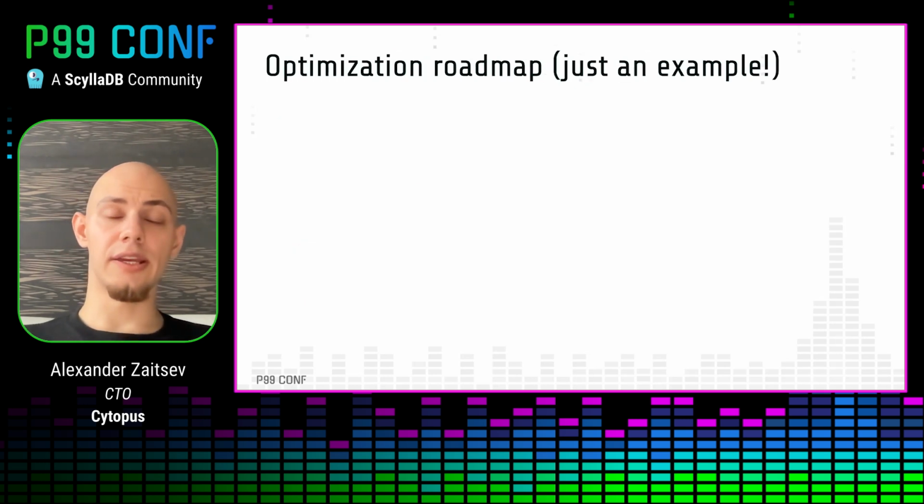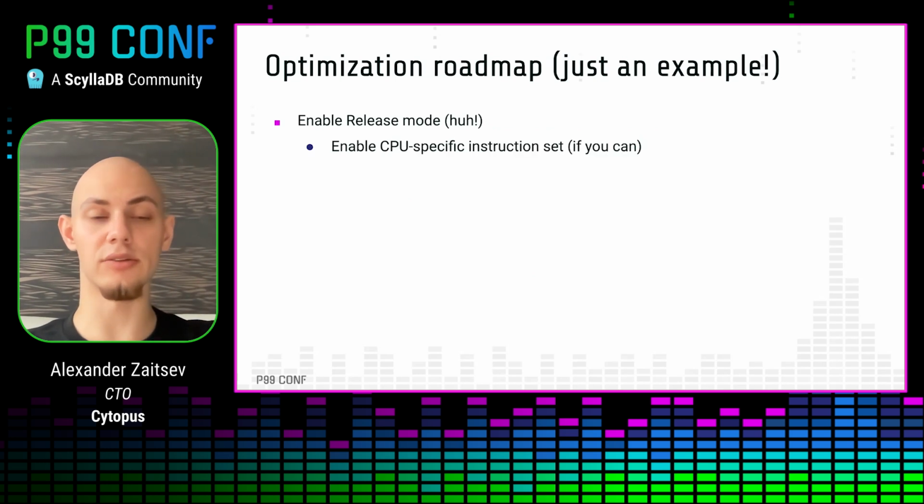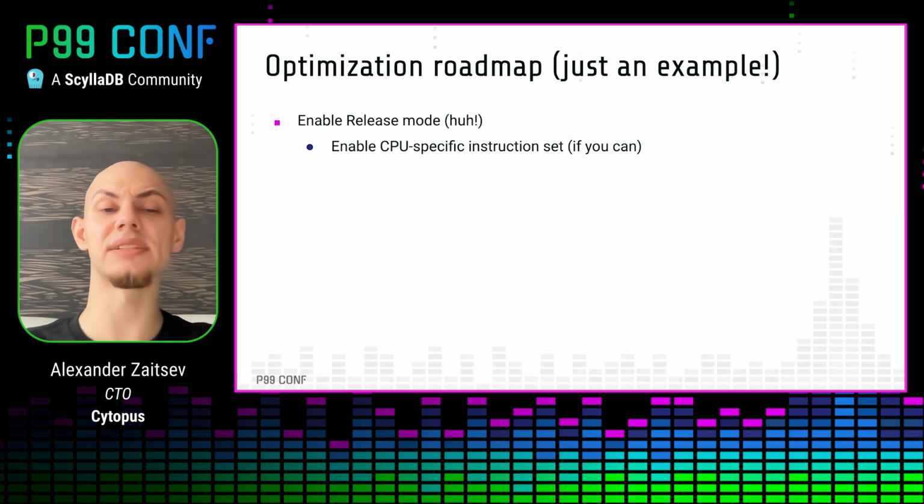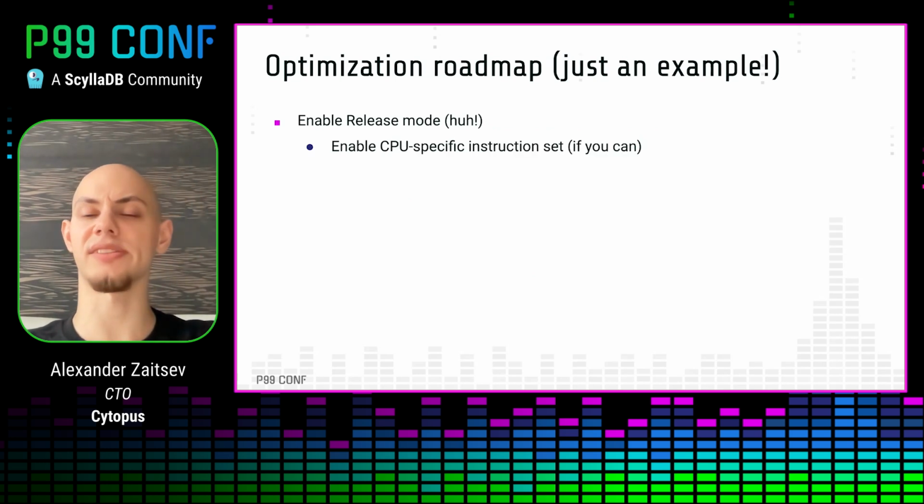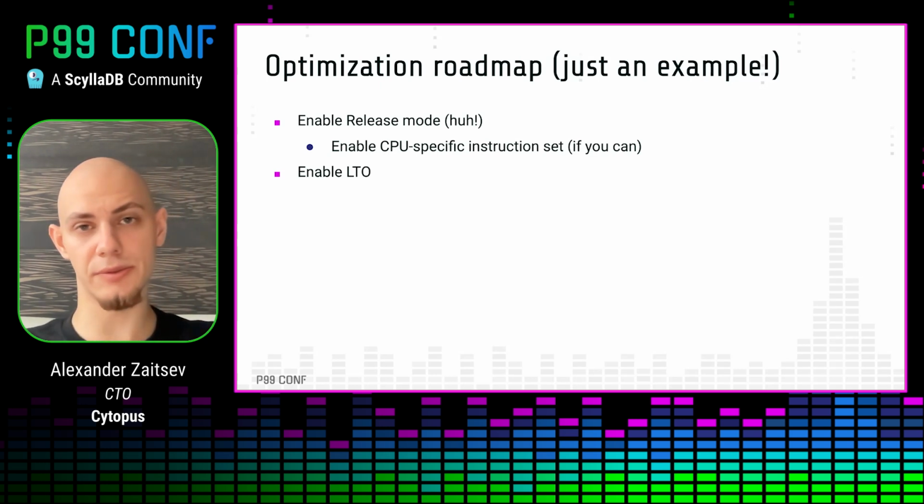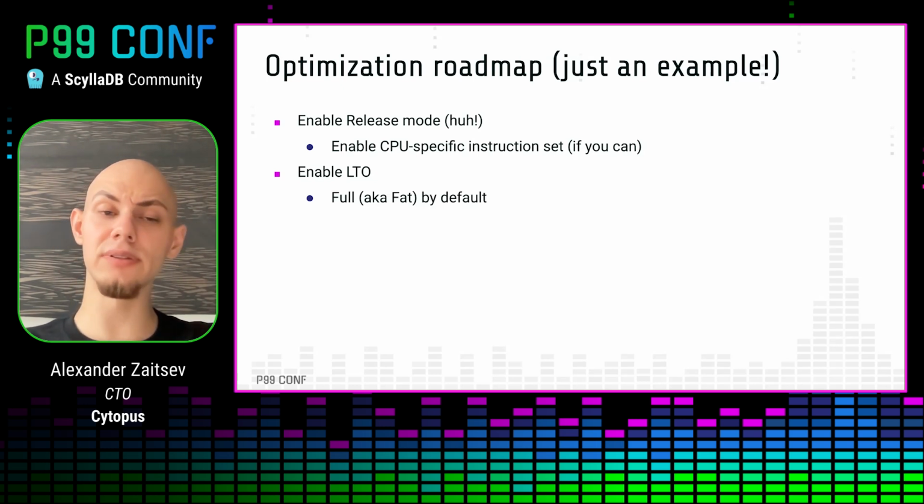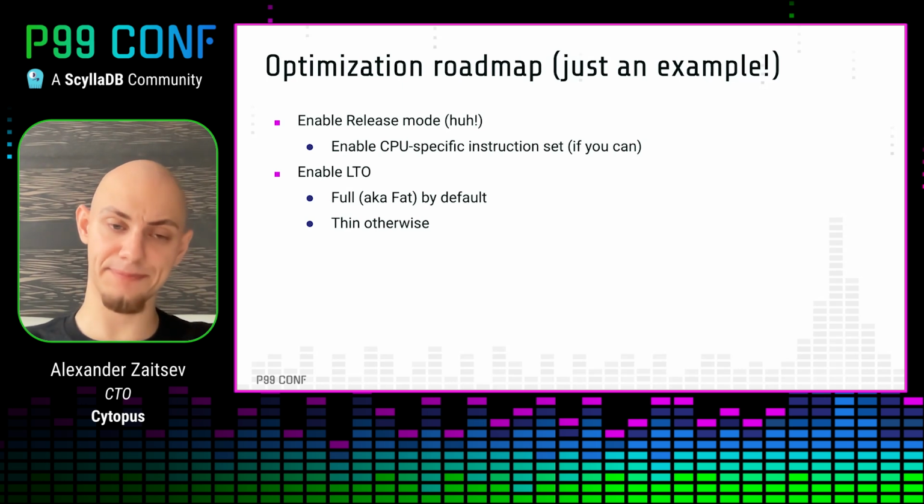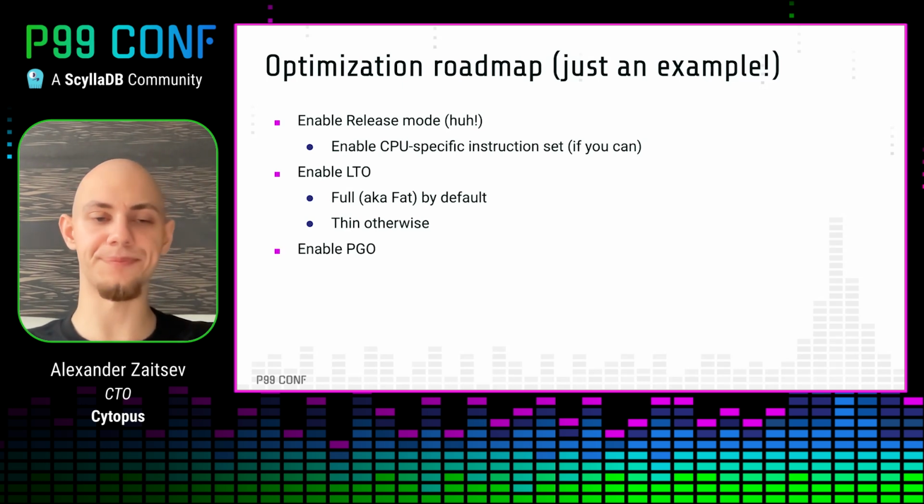So, regarding your optimization roadmap, you can have something like this. Release mode, obviously. Don't forget about it. Probably you can enable some CPU-specific instruction set like AVX. Please enable link time optimization before PGO because it will be easier to enable compared to PGO. By default, full aka fat LTO, thin LTO otherwise, because it's more scalable.